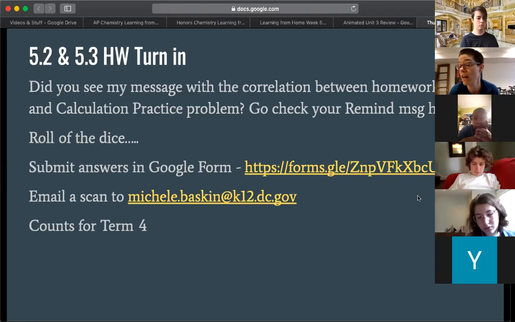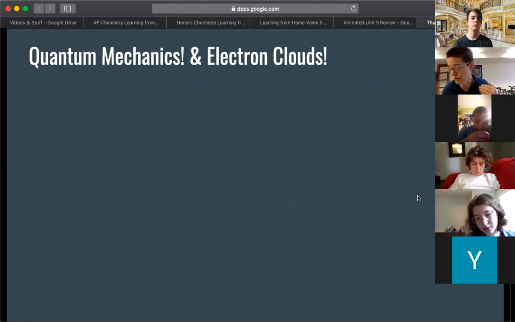I still do not have any information about term 4 and grades and all that sort of stuff. Up till now, everything that you've done, you can't be penalized for not doing it. I suspect that will not hold true going forward, because term 3 we had grades. We don't have any grades for term 4, so you have to turn stuff in to get grades. But I have no idea, so I can't answer any questions about that. This assignment counts for term 4. That's what I know. Okay, so let's return to quantum mechanics.